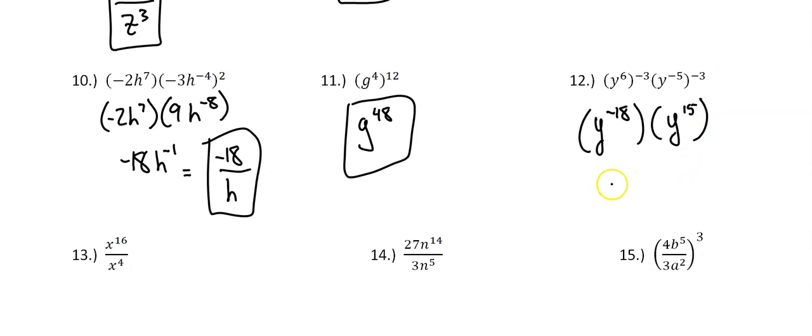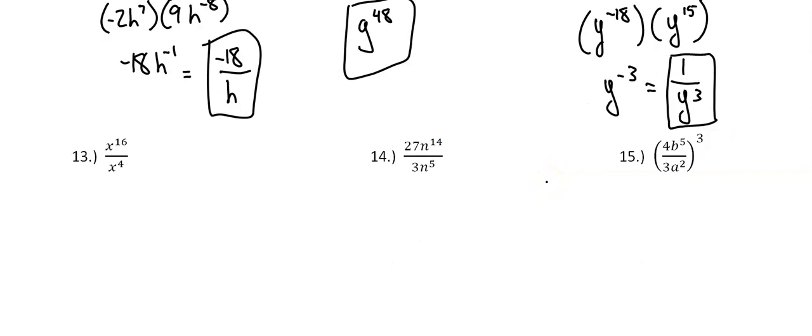And now when I multiply, I add the exponents. That's y to the negative 3rd. And now, of course, I take care of negative exponents. I flip that guy, so it becomes 1 over y to the positive 3rd. Okay? So again, I always follow order of operations, do my rules of exponents as I go, and then take care of negative exponents.